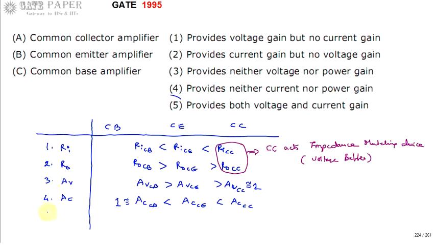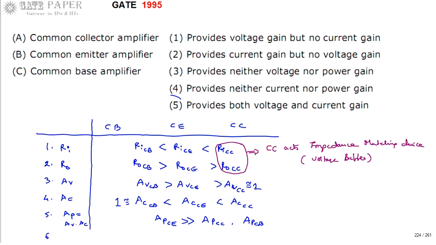And fifth one is power gain. Power gain is nothing but multiplication of voltage and current gains. Since voltage and current gains are going to be more than 1 in case of common emitter, the power gain of common emitter is highest compared to the power gain of common collector and common base.